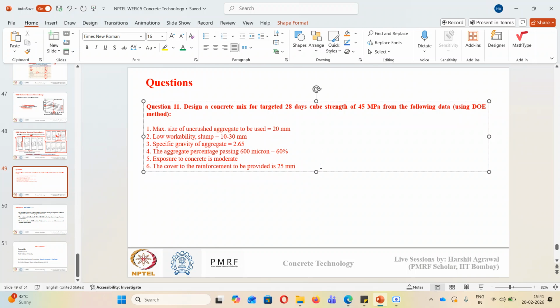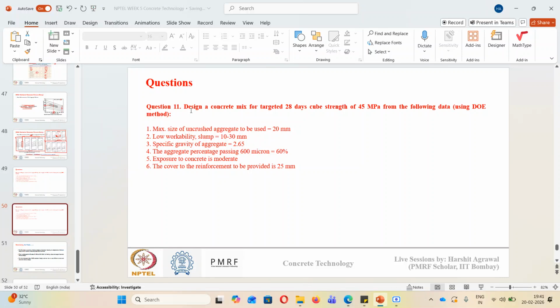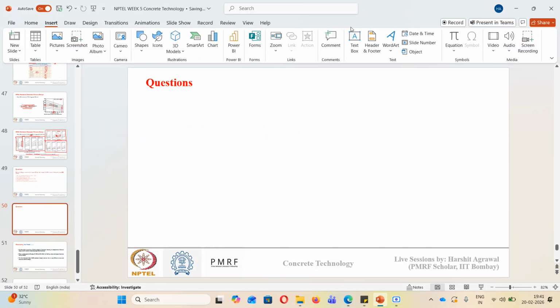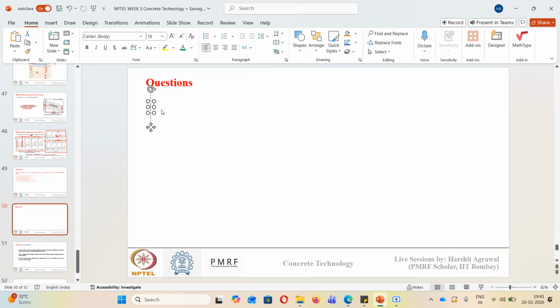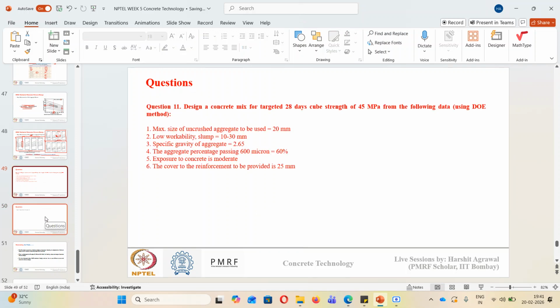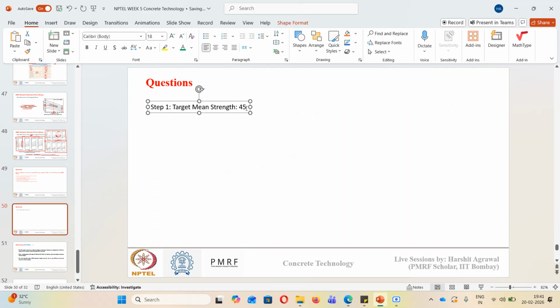Okay, let's see the solution for this question now. Step one is calculating the target mean strength. So it will be FCK 45. We desire to cast M45, that is 45 MPa strength. So 45 plus 1.65 times standard deviation, which will be 5. It will give me a strength of 53.25 MPa. So that is my target mean strength that I want.